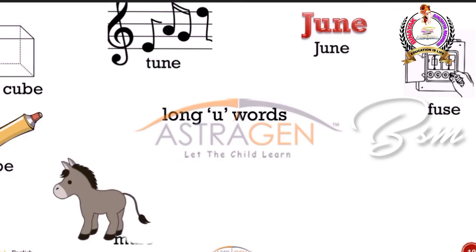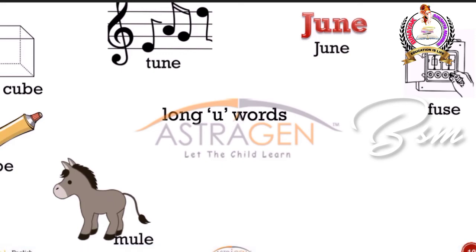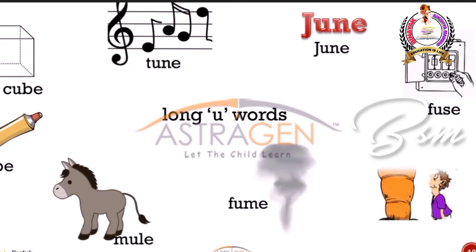It's dangerous. That's a tube. That's a mule. What is a mule? A mule is a combination of a horse and a donkey. A baby that is born out of a horse and a donkey is called a mule. It looks like a horse and a donkey. Did you see? Yes. And that's fume. Fume is like smoke. And what is that? Guess. Carrot. A huge carrot.